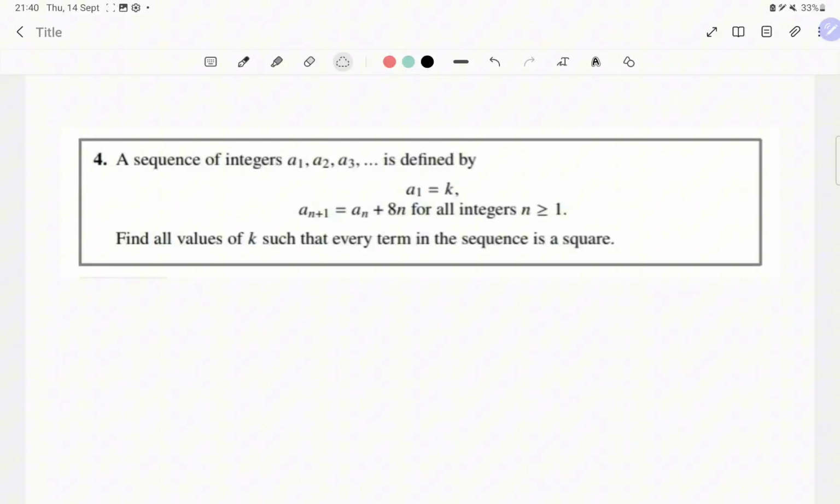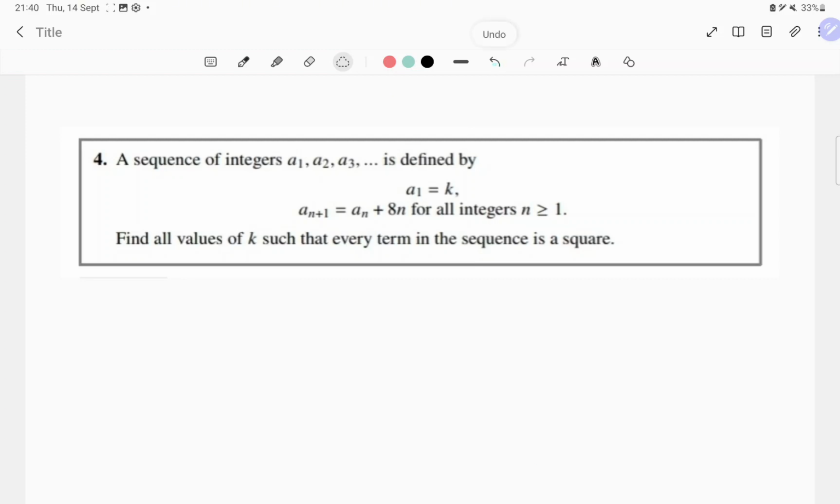Today we will be talking about another problem from the same paper as last time. So let's get started. A sequence of integers a1, a2, a3 is defined by a1 equals k and a(n+1) equals an plus 8n for all integers n greater than or equal to 1. This means that the first term is k, while the second term is k plus 8 and the third term is k plus 8 plus 16.